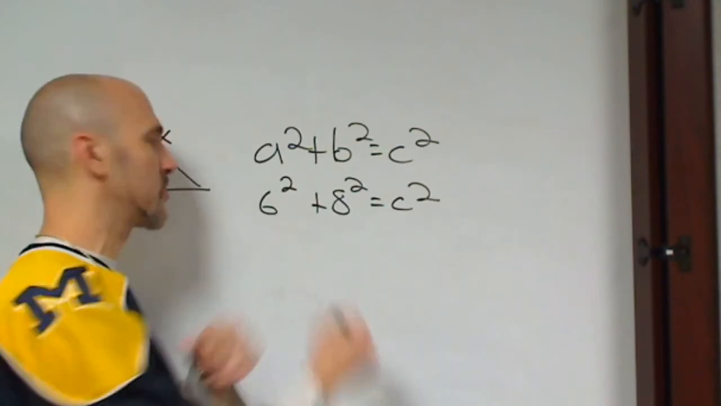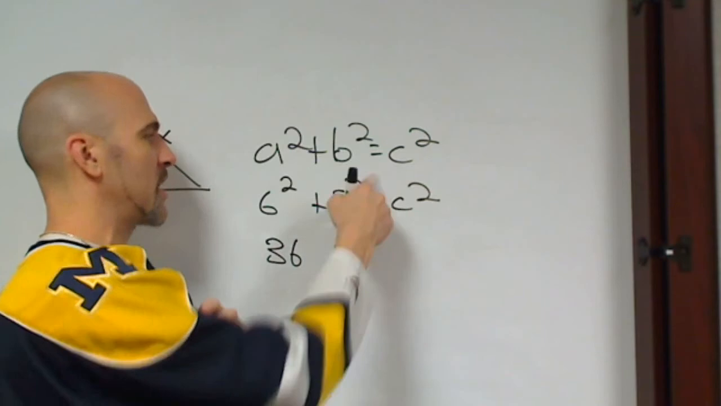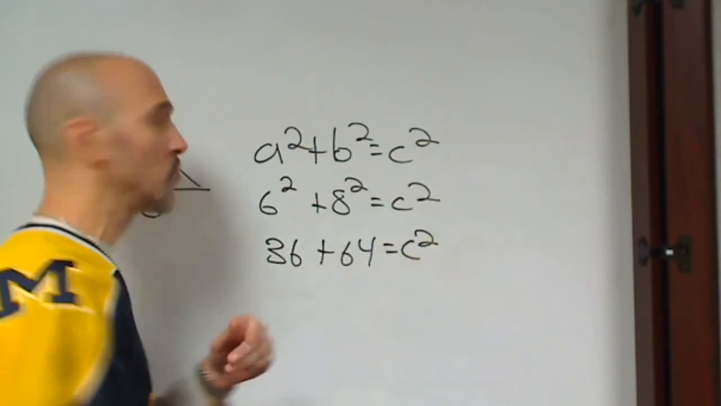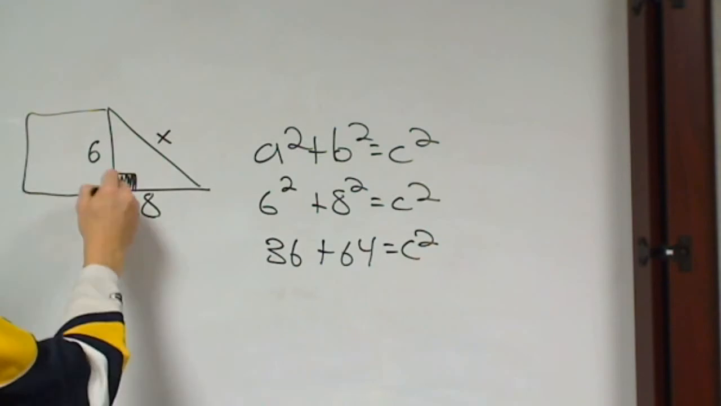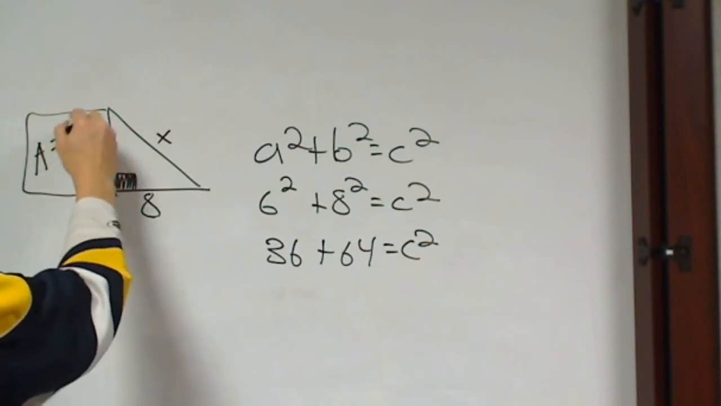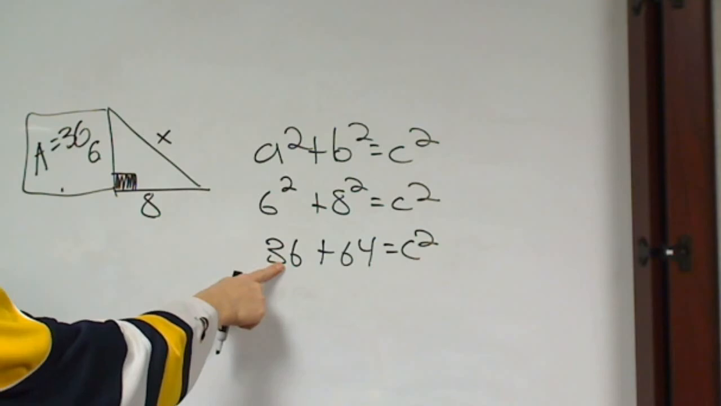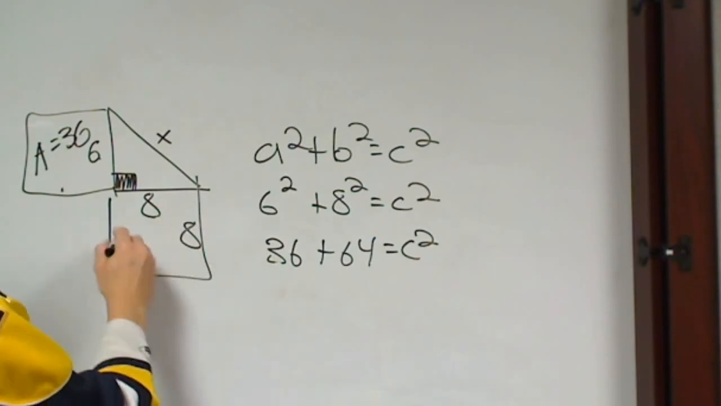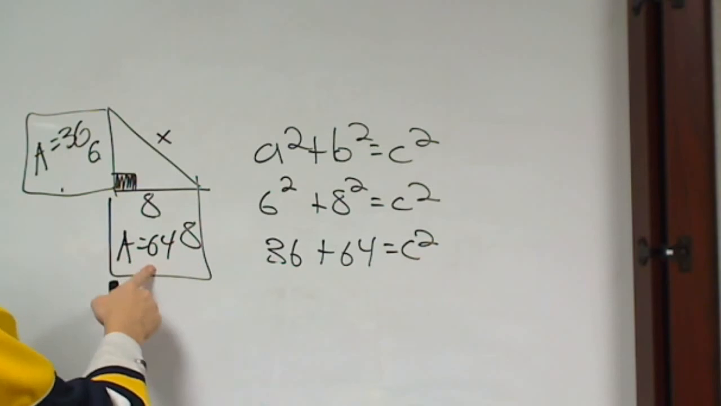What's 6 squared? 6 squared is 36. What's 8 squared? 64. All right. What did we do when we did the model? We turned this one into a square. That was 36, because 6 times 6 is 36. There it is. What did we do right here? We said 8 times 8. 8 times 8 was what? 64. So we could find the area of the square.